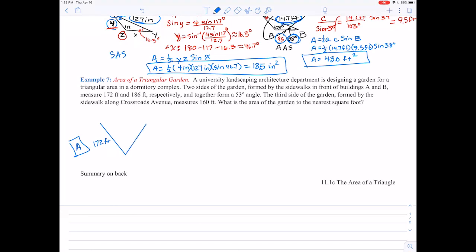They together form a 53-degree angle. So I'm going to draw a 53-degree angle. Together these buildings, so here would be building B right here, form a 53-degree angle. So that's the measure between them. And building B has a sidewalk that's 186 feet long. The third side of the garden over here, formed by the sidewalk along Crossroads Avenue, measures 160 feet. What is the area of the garden? So we're looking for this space in here to the nearest foot.